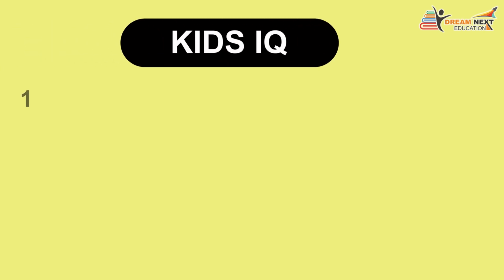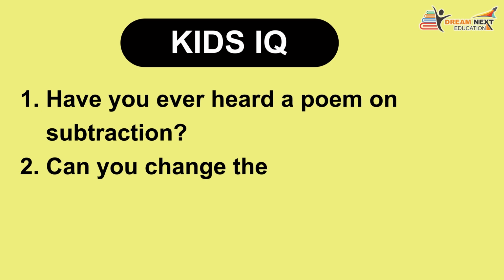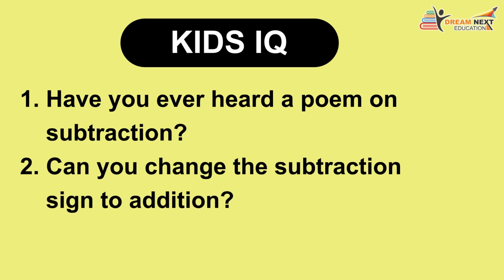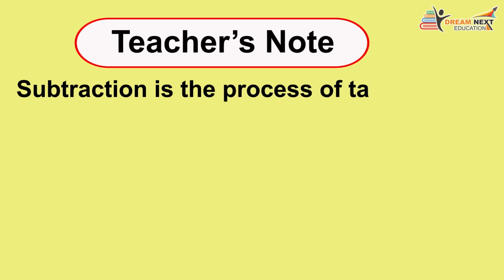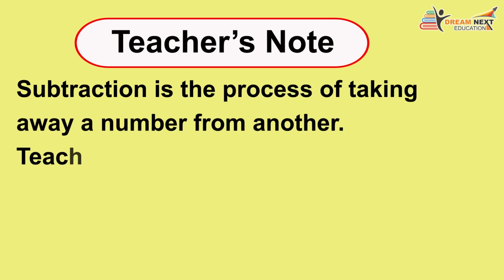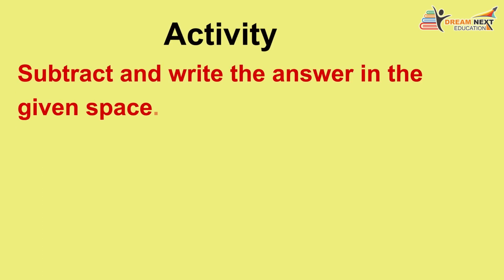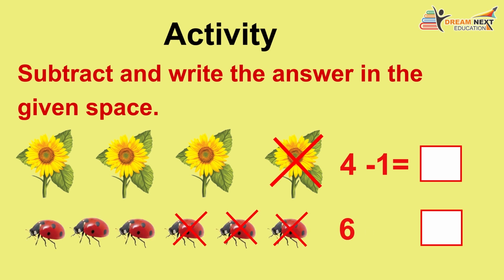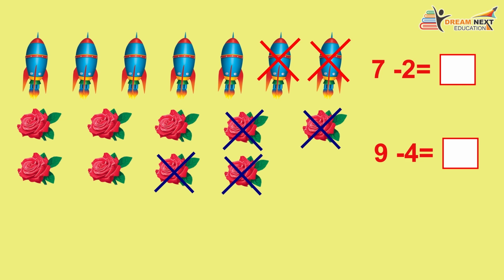Kids IQ. 1. Have you ever heard a poem on subtraction? 2. Can you change the subtraction sign to addition? Teacher's note. Subtraction is the process of taking away a number from another. Teach children with examples. Activity. Subtract and write the answer in the given spaces. 4 minus 1. 6 minus 3. 7 minus 2. 9 minus 4.